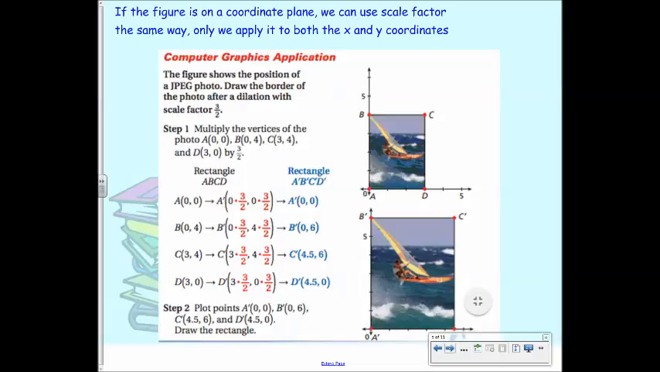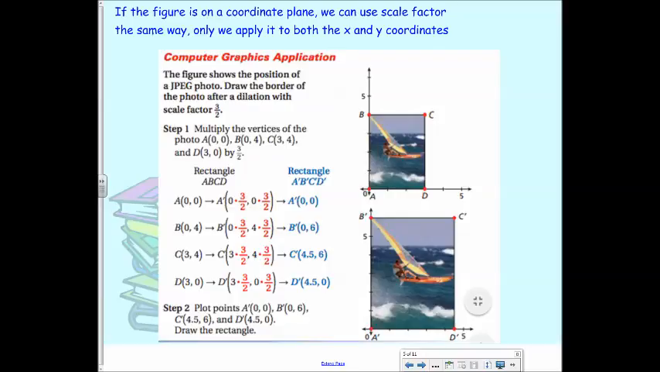Okay, so on a coordinate plane, we use scale factor the exact same way, except instead of just applying it once, we have to apply it to both the x and y coordinate. So for example, in this picture right here, this picture is of like a windsurfer. I think that's what that's called. I don't know. I think he's windsurfing. All right, so this photo is getting bigger, so it's an enlargement, and you're trying to figure out what these coordinates would be. So how could we do that?